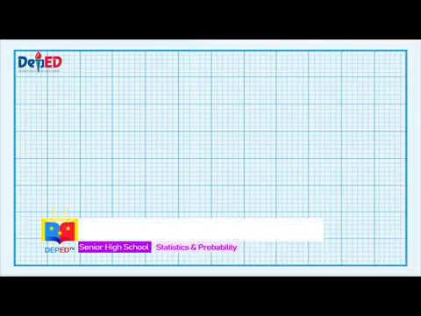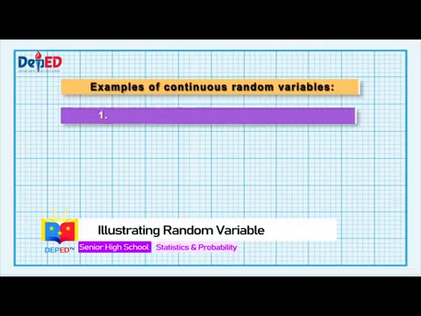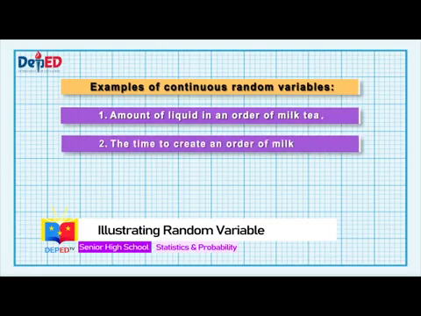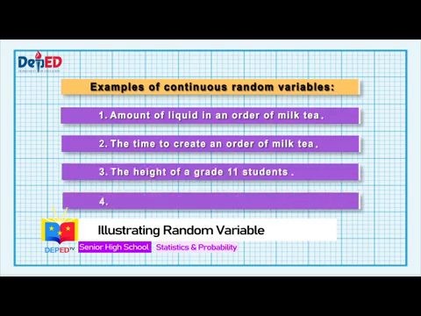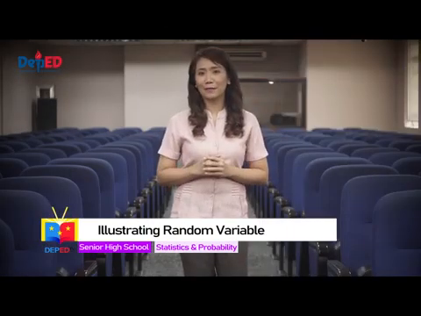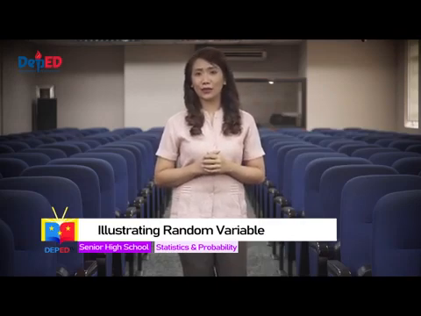So let's recall. We identified the following examples of continuous variables. First, the amount of liquid in an order of milk tea. Second, the time to create an order of milk tea. Third, the height of a grade 11 student. Fourth, the room temperature. All these are measurable amounts, and all of these are examples of continuous random variable.